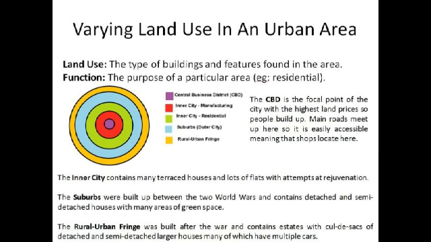Then you get the rural-urban fringe, which is built right around the edge of the city. It tends to be built after the war because they're trying to improve people's quality of life. People have got more money due to the economic growth, so people can afford better houses. And in the fringe, you get estates with cul-de-sacs.